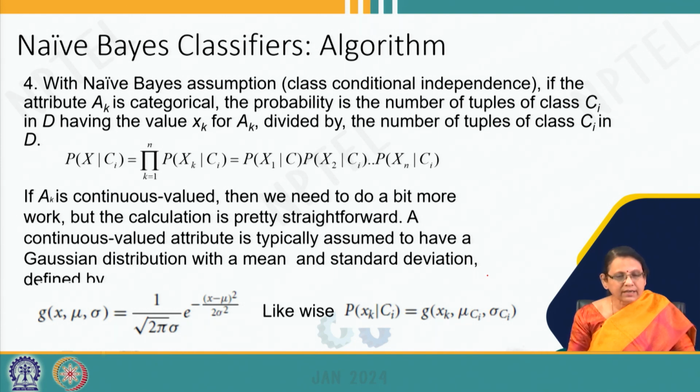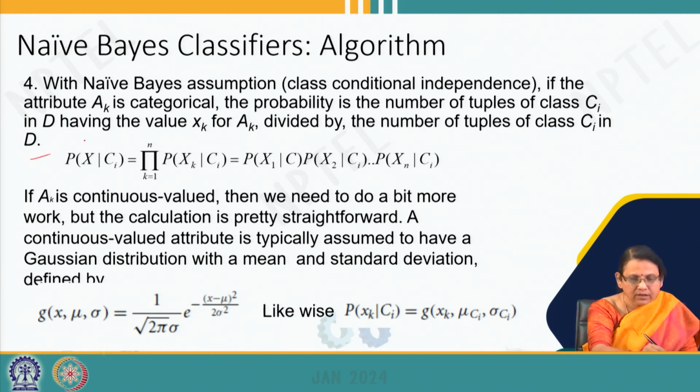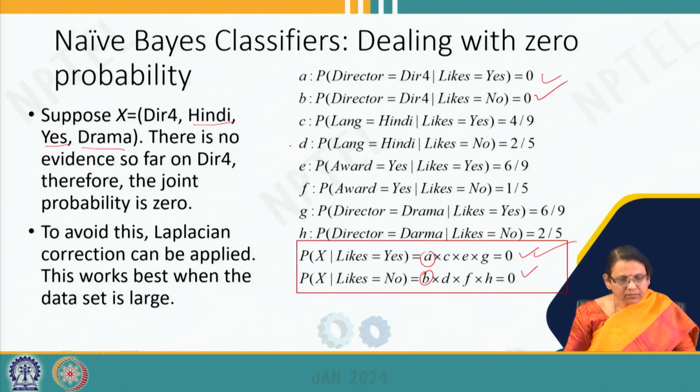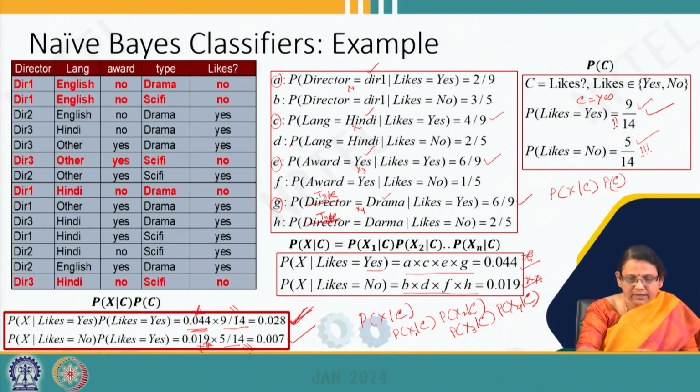With the naive Bayes assumption, the class conditional independence, if the attribute AK is categorical, the probability is the number of tuples of class Ci in D having value xk of AK divided by the number of tuples in Ci in D. So this is the total number of that value divided by the count of Ci. This is what we did here.